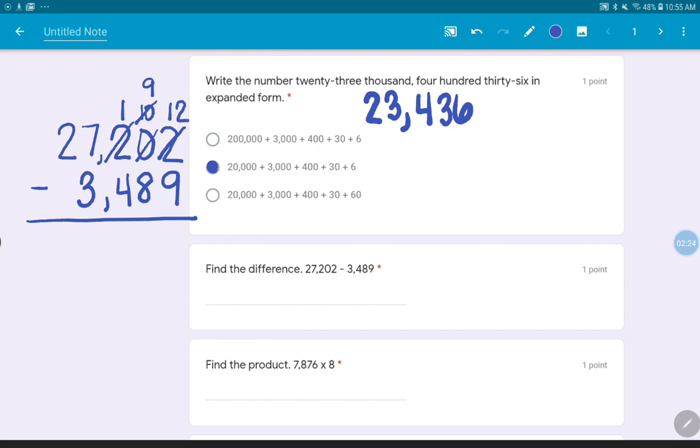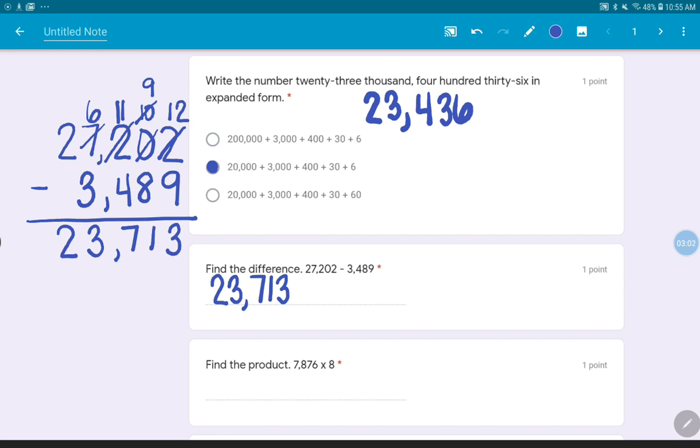Perfect. 12 minus 9 is 3. 9 minus 8 is 1. Then I have 1 minus 4. Can I do that? And make my 7 into a 6. Then that 1 will become an 11. So 11 minus 4 is 7. 6 minus 3 is 3. And 2 minus nothing is 2. So the difference is 23,713.